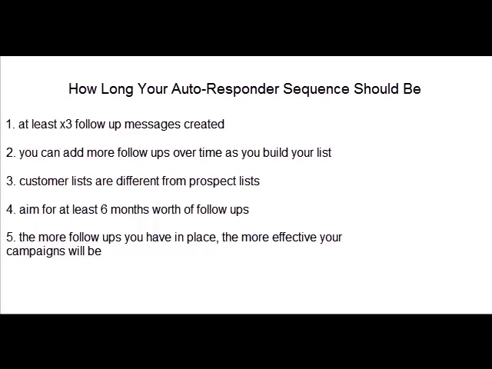So let's go over those 5 tips again. So the first one is make sure that you have at least 3 follow-up messages in place as soon as you create a new campaign and you start to build your list, okay? Don't start to build a list until you have at least 3 follow-up messages in place. 3 messages you can create within an hour, within a couple of hours. It's really easy. The second tip is you can add more over time.